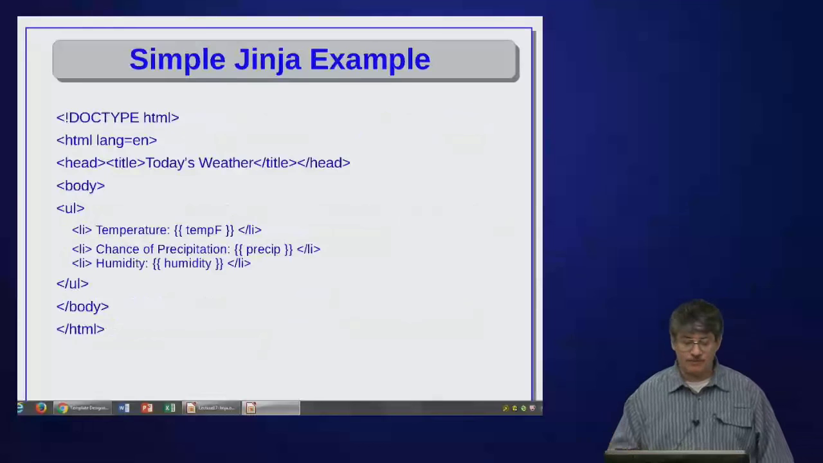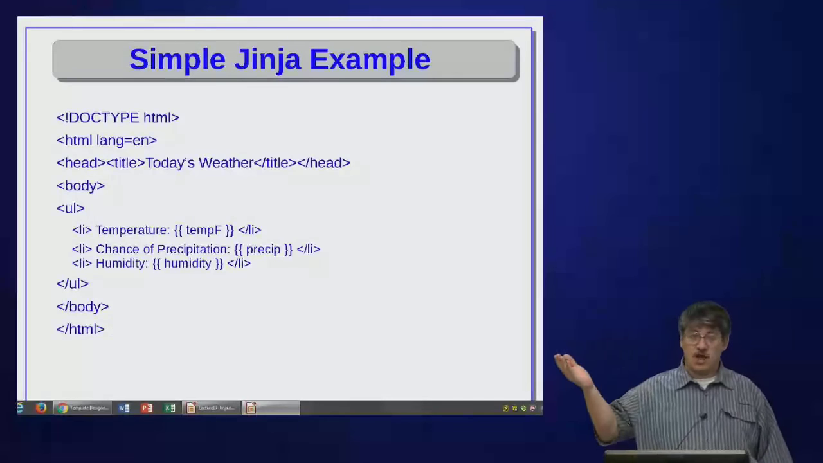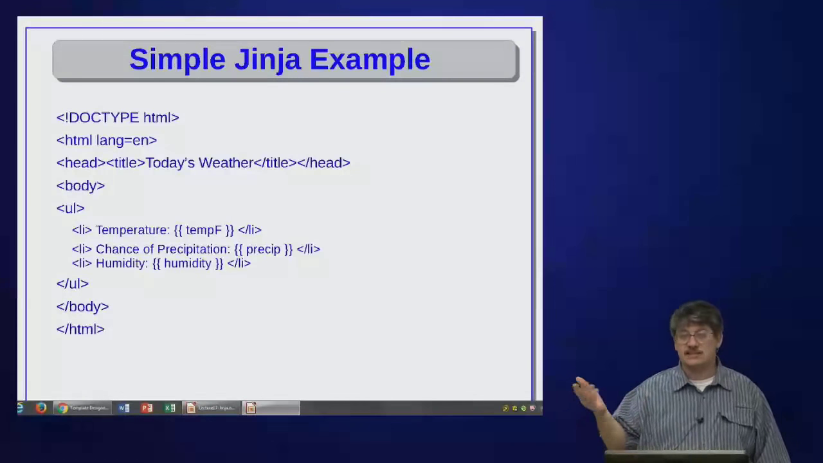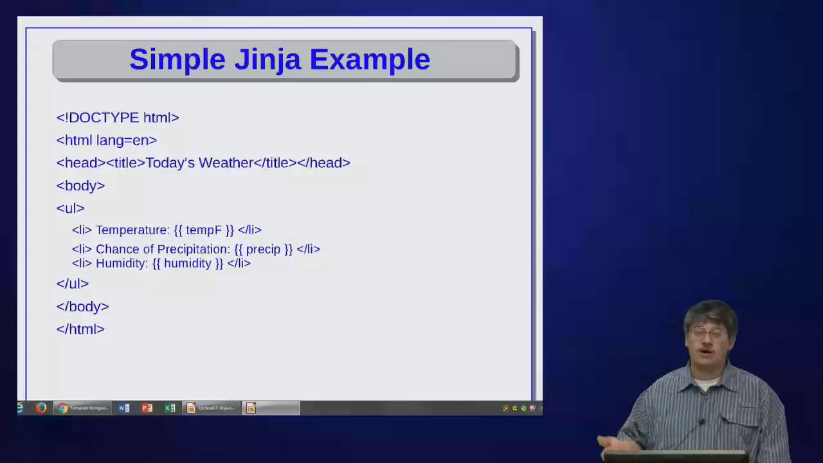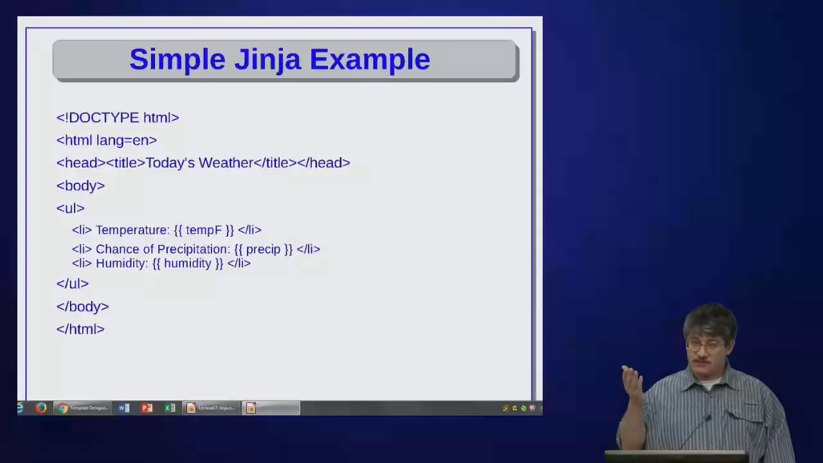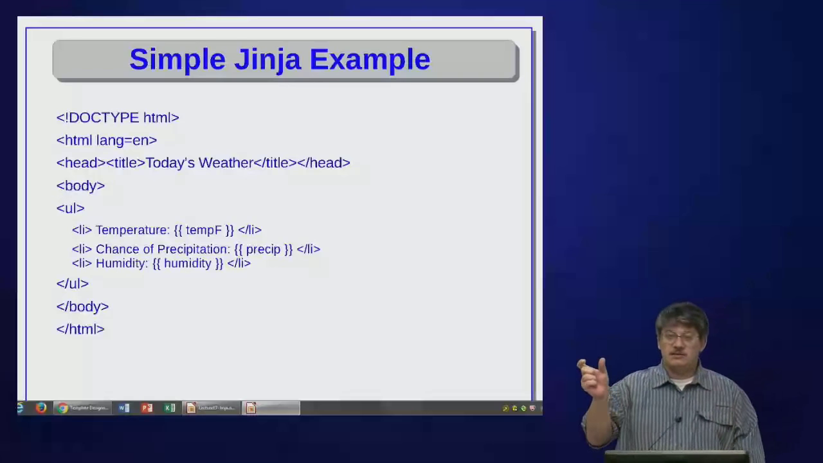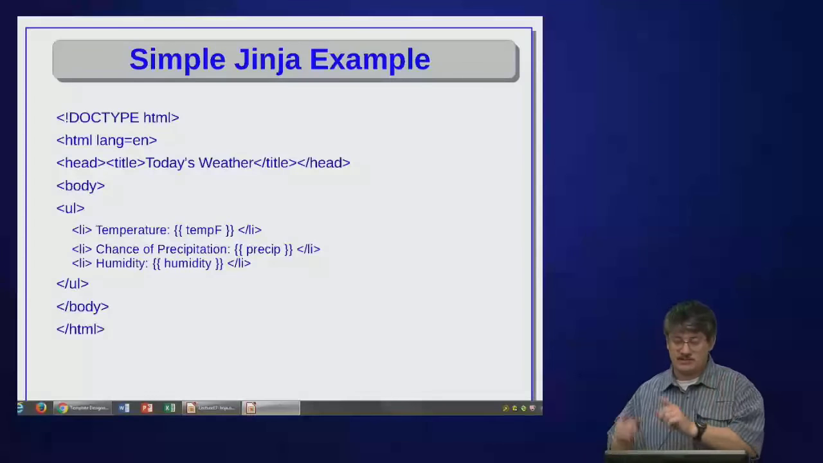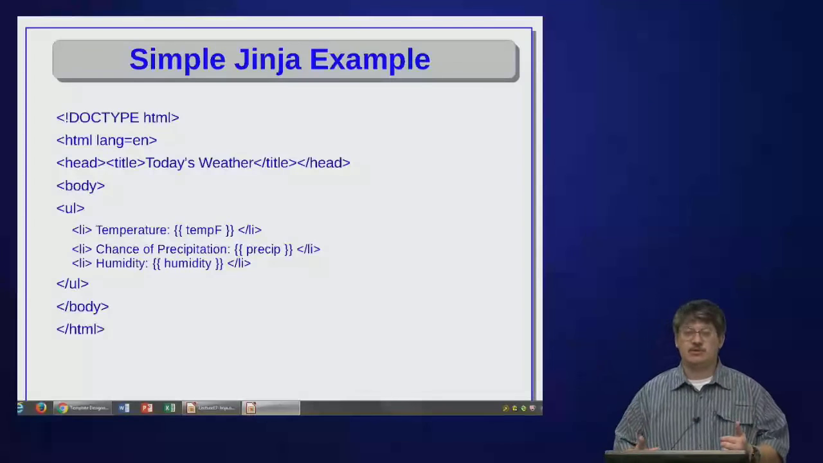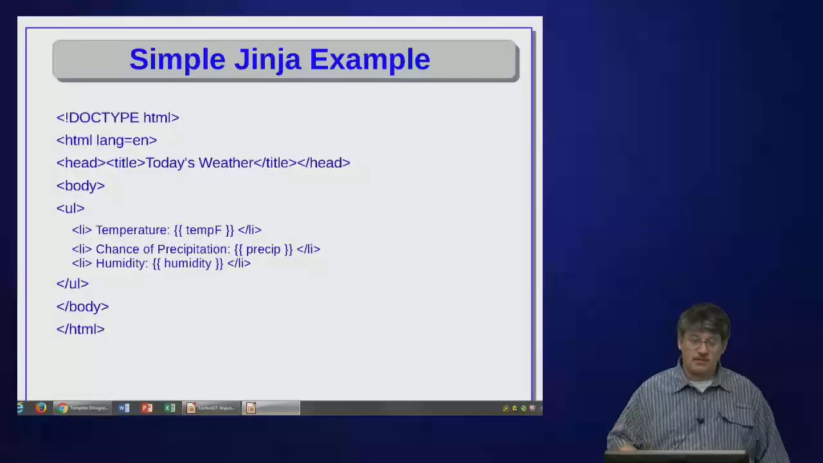So here's a really simple example. I mentioned using this for weather. This looks like an HTML page. We've got our doctype tag at the top. We've got our HTML tag that sets the language to English. We've got head and title. We've got body. And I've also got an unordered list, a UL tag, and inside, I have several list items, LI tags. But notice that inside each LI tag, I have something a little strange. I have two curly braces, the word tempf, and then two closing curly braces. And then after chance of precipitation, I have curly braces, precip, curly braces. And similarly, after humidity, I have another variable embedded in curly braces. What's going on with this?